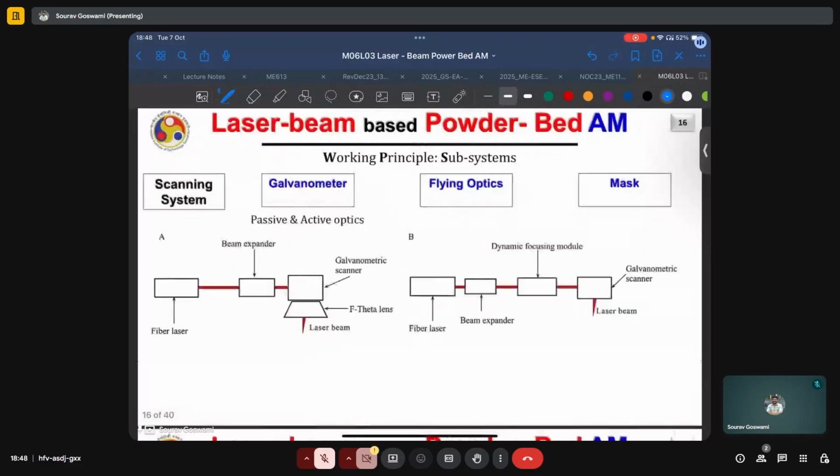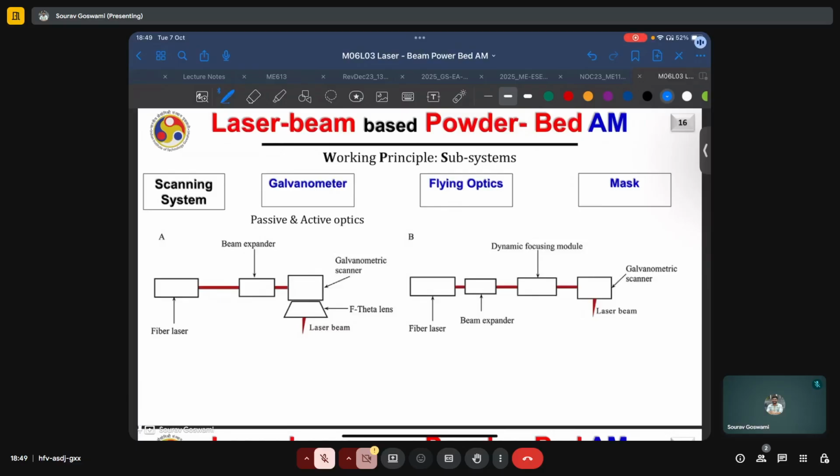Now, in terms of the scanning system, we can either use a galvanometer with passive and active optics. As we would recall, galvanometer is just a pair of mirrors which are mounted onto motors and which can move very quickly based on their angular deflection. They can deflect the laser spot all over the printing region at very high speeds because of the small inertia of the mirrors.